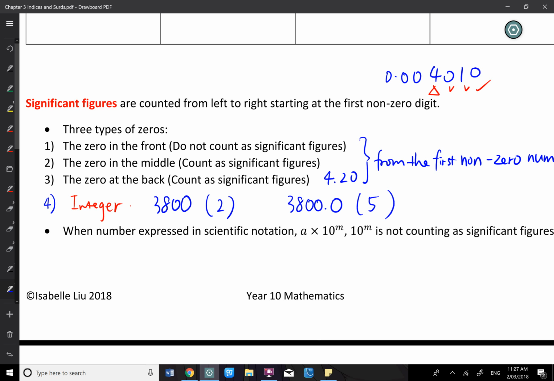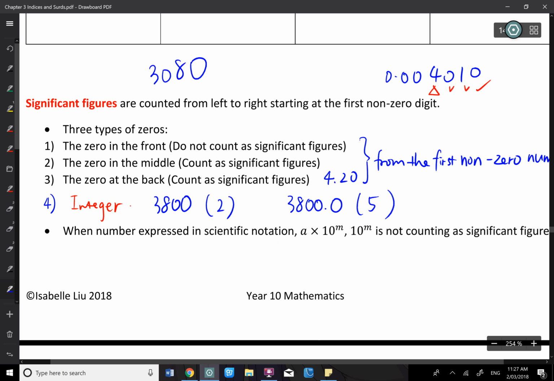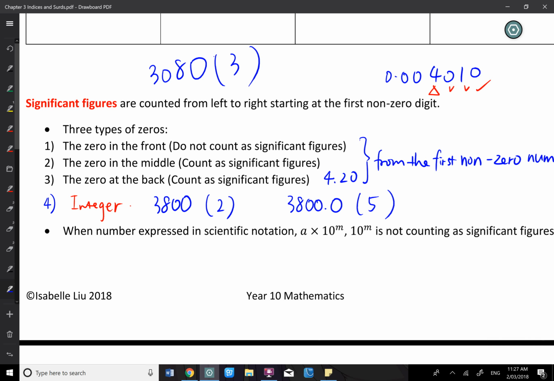But this is an integer. We need to think: the zeros at the back of the integer, we don't count them. But if you have 3080, there are 3 significant figures. We count the 3, we count the 0, we count the 8, but we don't count the last 0 here. There are 3 significant figures.